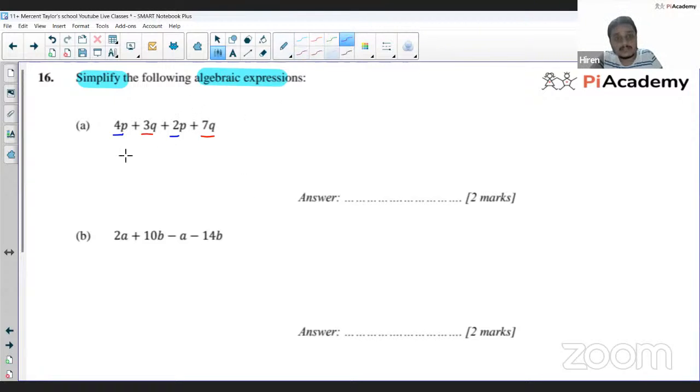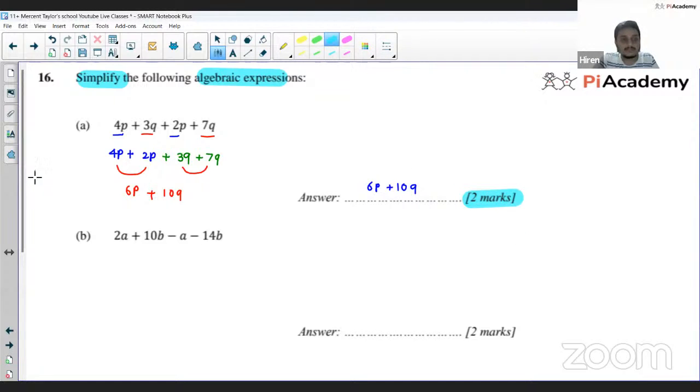So whatever we have here, you can write it down close to each other, okay? Like this, 4p plus 2p. After that, you can write 3q plus 7q, okay? So by writing closer to each other, you are easily able to add them. So it is going to be 6p, and the sign in between will remain plus. 3q plus 7q is nothing but 10q, right? So the answer of this question is going to be 6p plus 10q. So if you are getting this answer, then you are going to get 2 marks. Okay. Very good, everyone. Those who are getting 6p plus 10q.